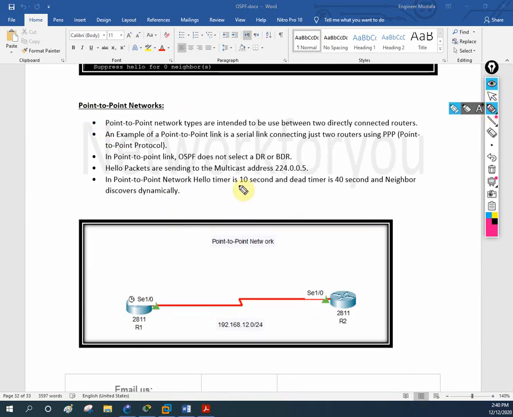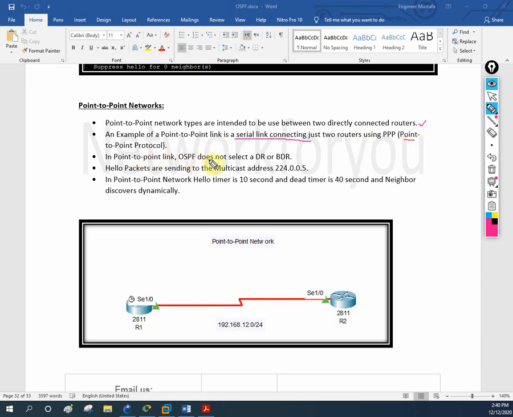Point to point network types are intended to be used between two directly connected routers. Here also we use two directly connected routers, but we connect the link to the serial interface. When we use the serial interface, in OSPF language it is treated as point to point. An example of a point to point link is a serial link connecting just two routers by using the point to point protocol.